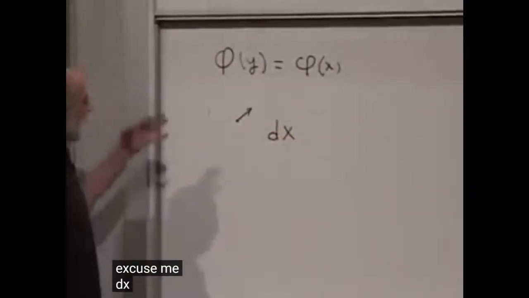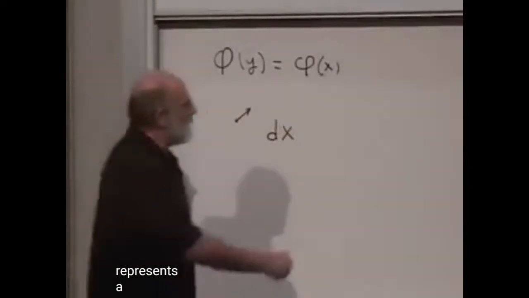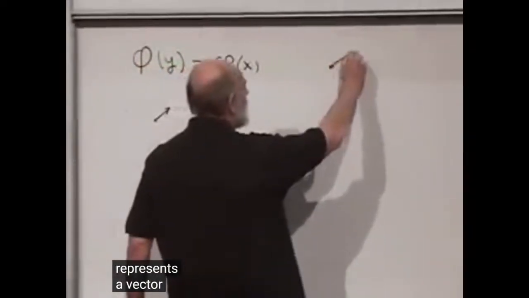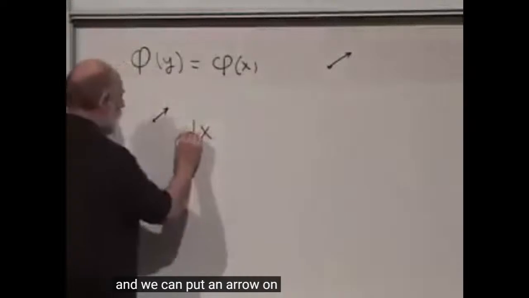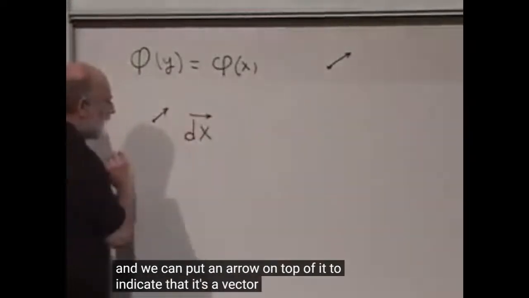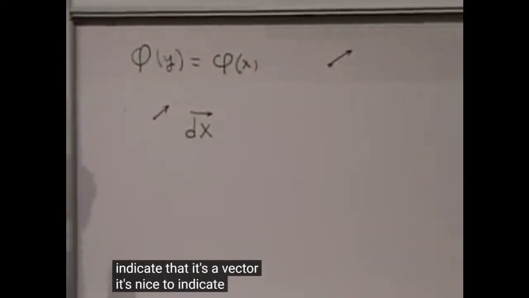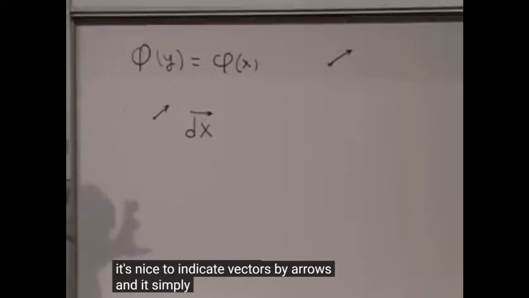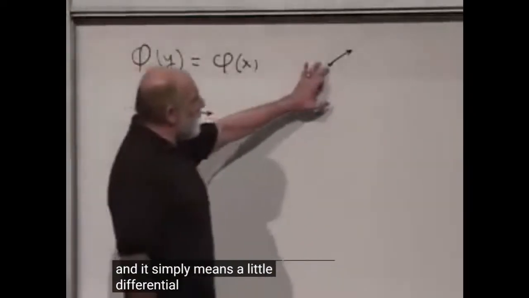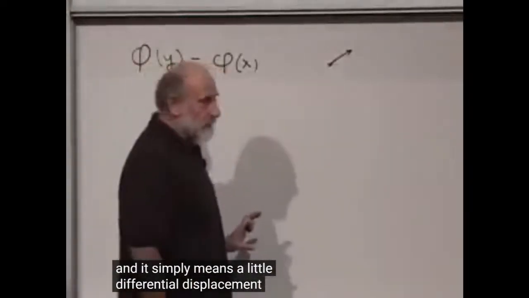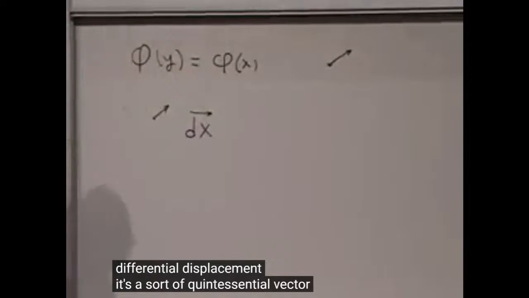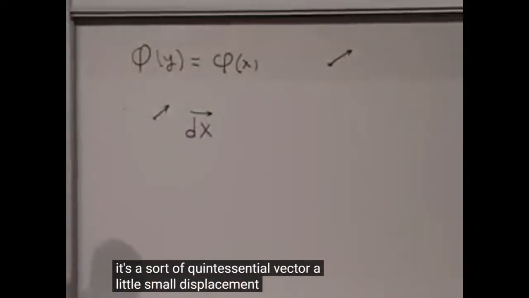dx represents a vector, and we can put an arrow on top of it to indicate that it's a vector. It's nice to indicate vectors by arrows. It simply means a little differential displacement. It's a sort of quintessential vector, a little small displacement.